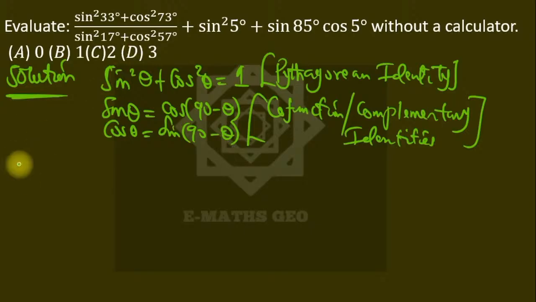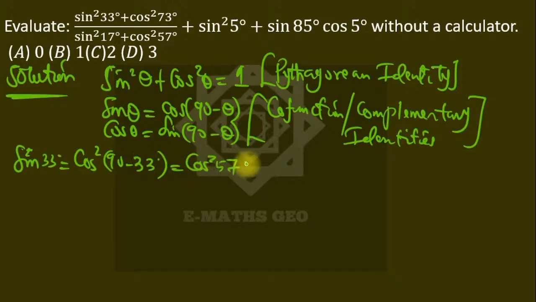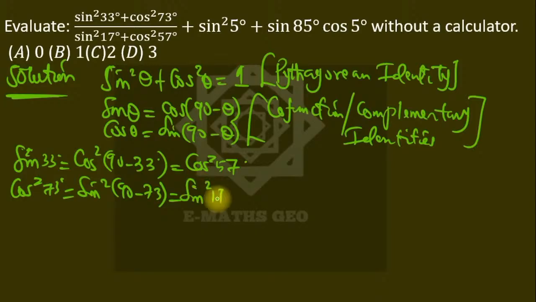From here, you can see that sine squared 33 is the same as cos squared of 90 minus 33, which is the same as cos squared 57. And again, if you look at cos squared 73, it is the same thing as sine squared of 90 minus 73. We are using the cofunction identity. So which is sine squared 17. So what do you notice? You see that this will be 1.